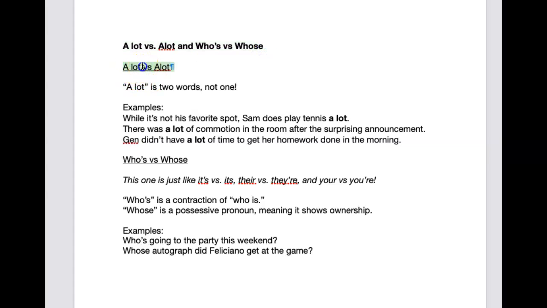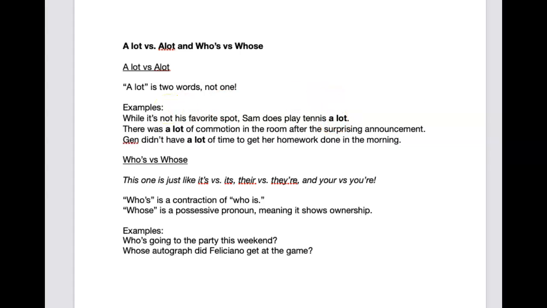So looking at my first one, "a lot" with a space in between versus "alot" with no space, we want to go with the version with the space. "A lot" is two words, not one, so it should have a space. You might notice that on here, "alot" is underlined in red. That is because it is not a word that exists, right? It must have a space.